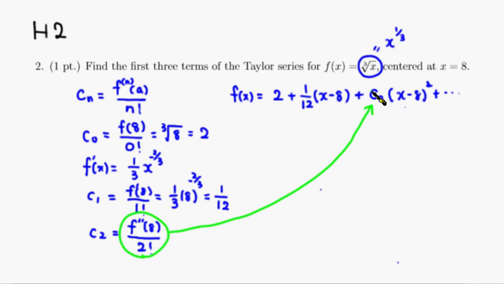So that's how you find the first three terms of the Taylor series for cube root of x centered at x equals 8. All right, that's it. I hope that this will get you going.